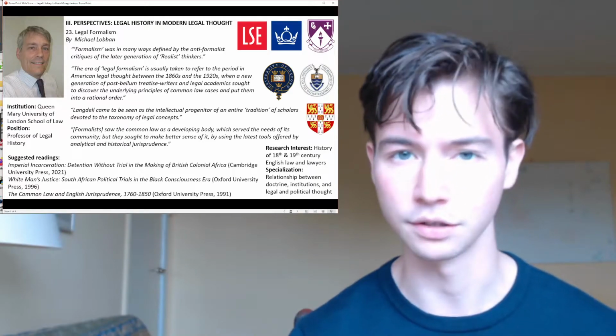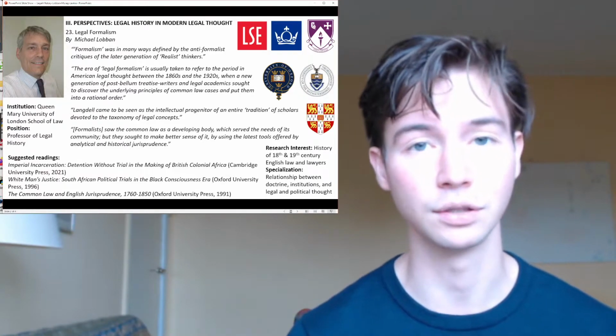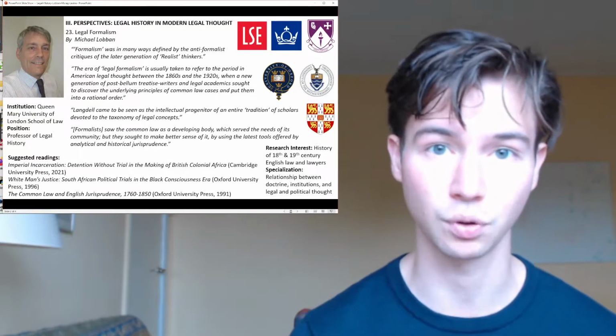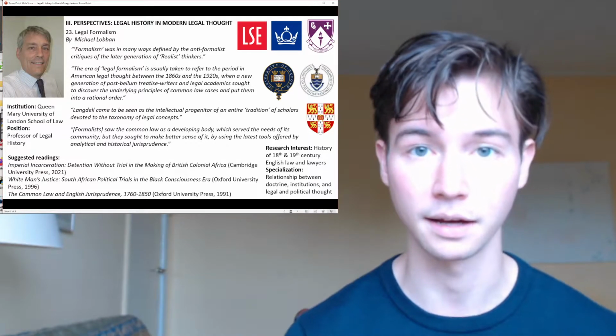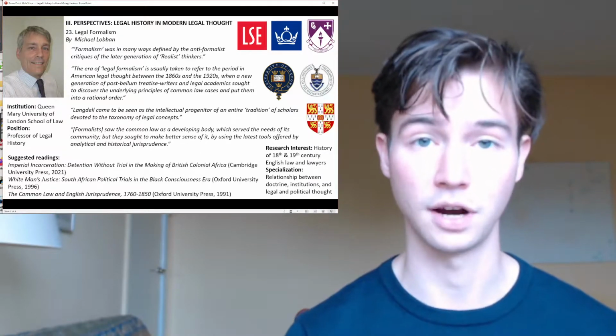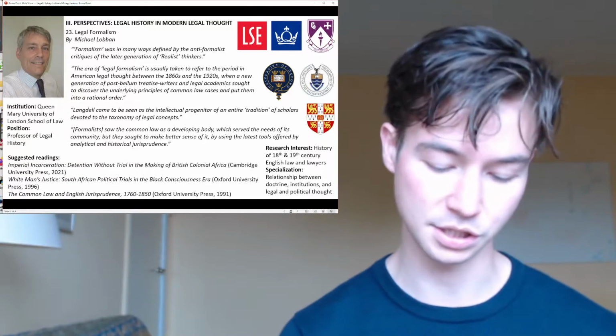So what Michael Lobban is saying here is that there was a necessity of legal formalism because there were not strict rules, particularly in, for example, torts, as we see here, or in contracts as well. So he defines three primary influences here.